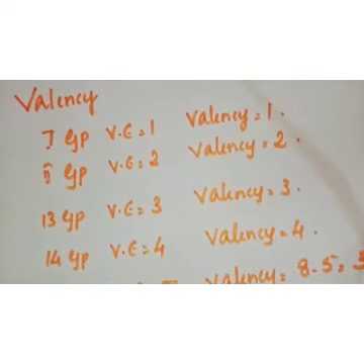Now we shall discuss various trends in the modern periodic table. The first one we are going to discuss is valency. Valency is the combining capacity of an atom or an element. In previous lessons you have studied that during chemical reactions, elements either lose, gain or share electrons. So valency is the number of electrons lost, gained or shared by an element during a chemical reaction. Valency depends upon the number of valence electrons.